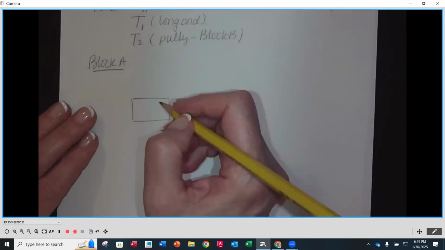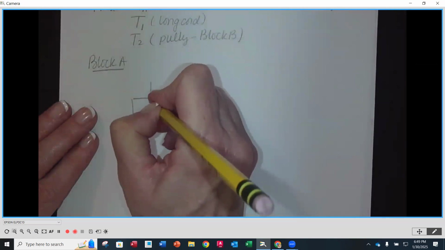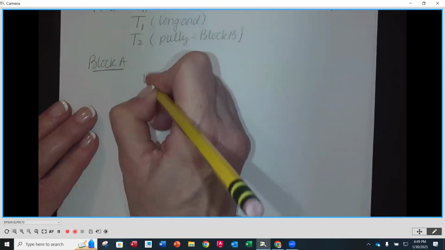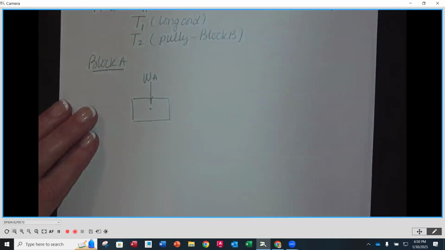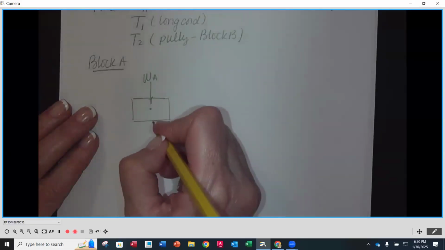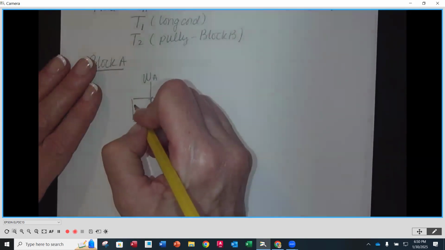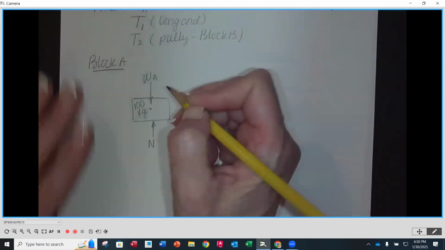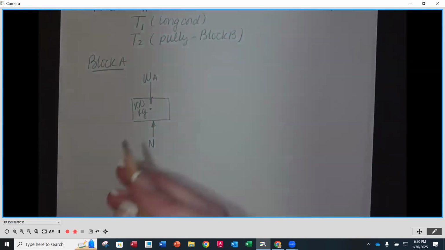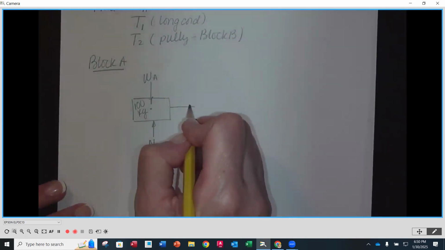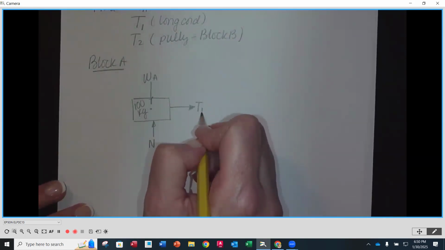Now, the forces that are acting on here: the weight, right? The weight of block A is going to be going down towards the center of the earth. There's going to be a normal force on that block as well. We know that this block is 100 kilograms. Okay, so I'm just putting that on there. And then we also know that there is a string, and we're going to call that tension 1.